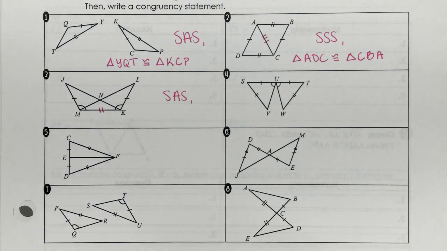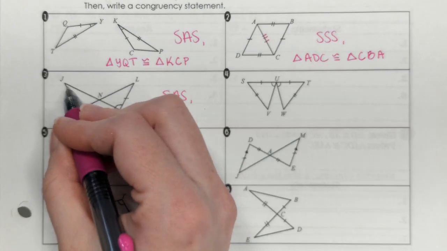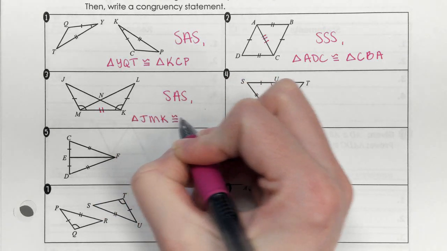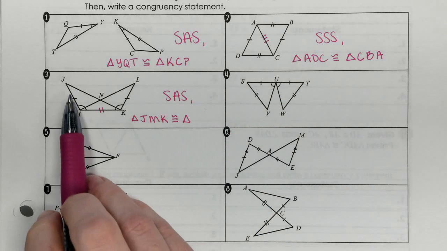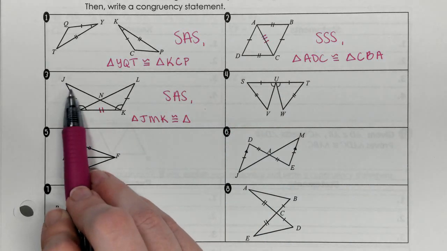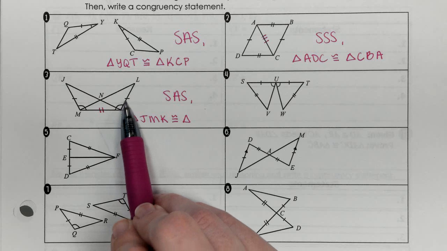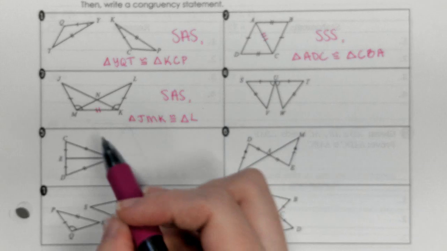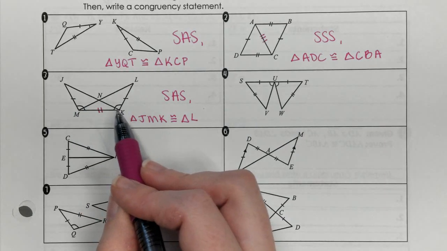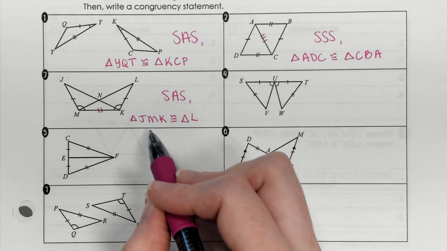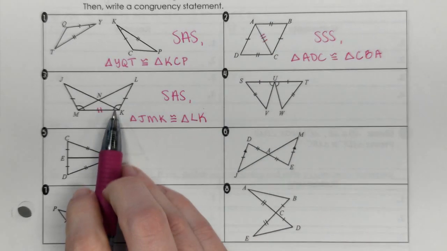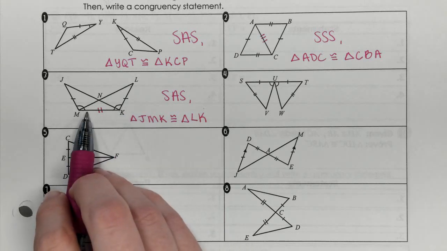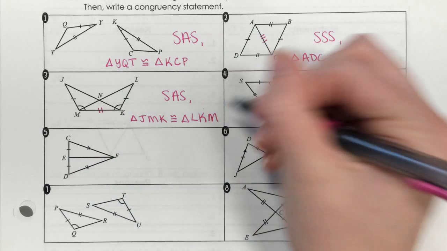So then if I write my congruency statement, I'm going to start with this triangle here. I'm going to start with triangle JMK. That would be congruent. J is up here at the top on this line that has one line through it. So if I follow that one line here, I'll get to angle L. I know M is marked congruent to K, so since I had M next, I'm going to put K here because M and K are congruent. And then I also know that K is congruent to M, so I'm going to put M as my last letter here.